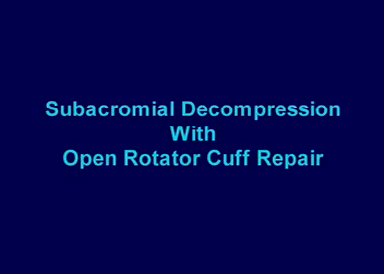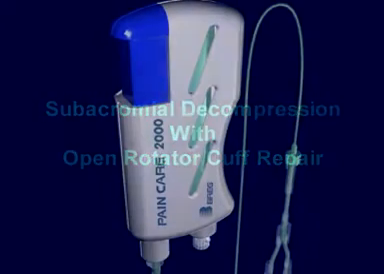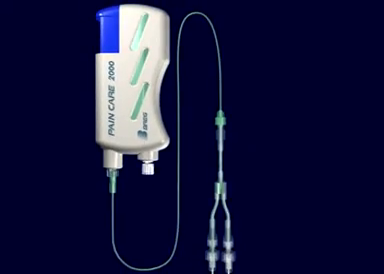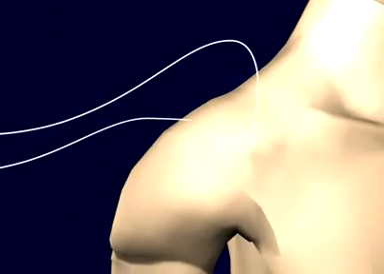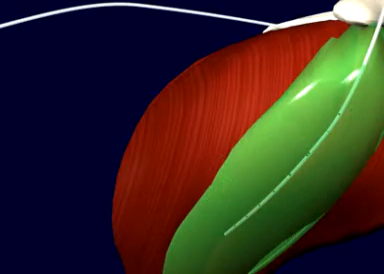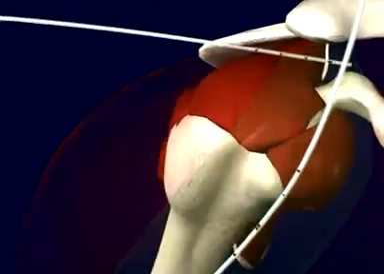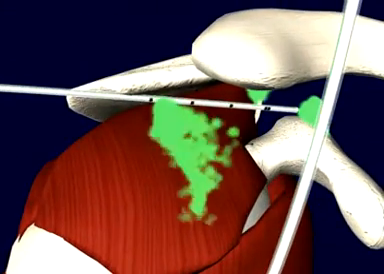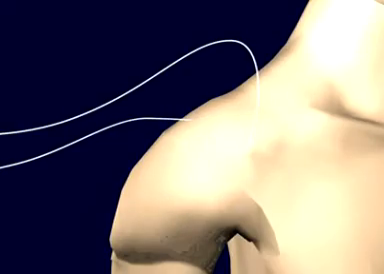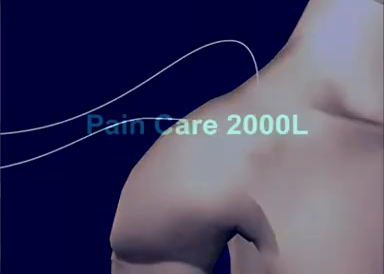Subacromial decompressions with open rotator cuff repairs also require dual infusion. In this case, the one catheter is placed in the subacromial space, where the acromioplasty and debridement is performed. The second catheter is placed into the wound site through which the rotator cuff is repaired. The Y adapter permits medication to perfuse to both painful areas.